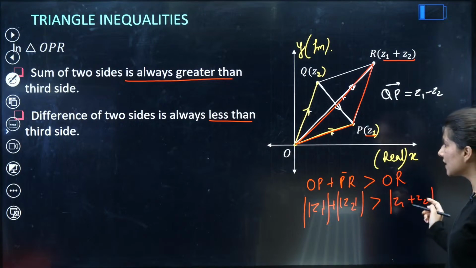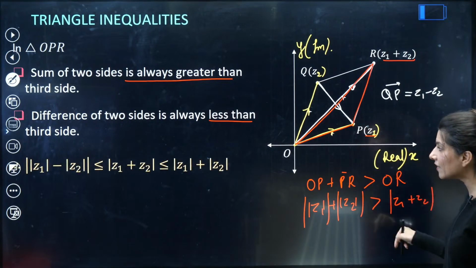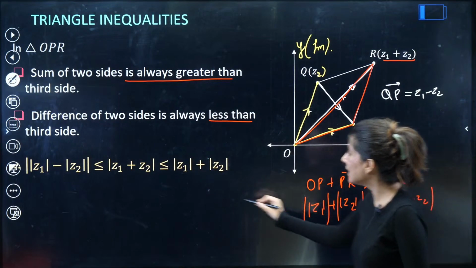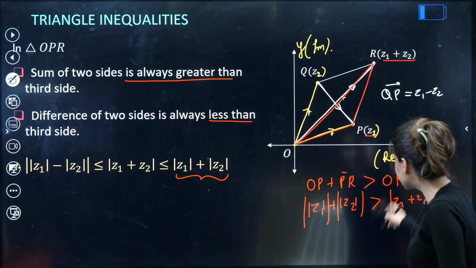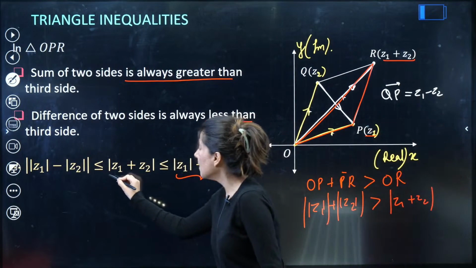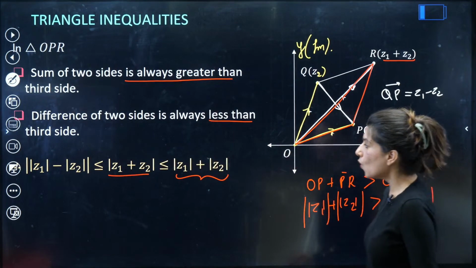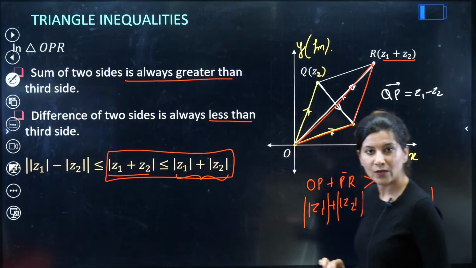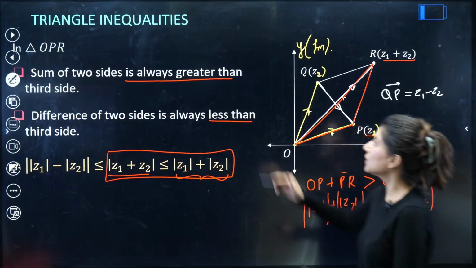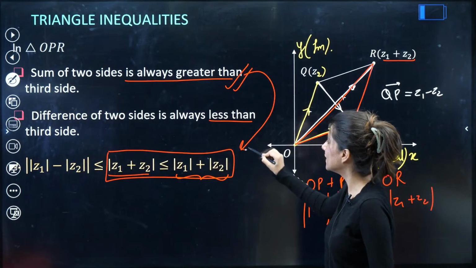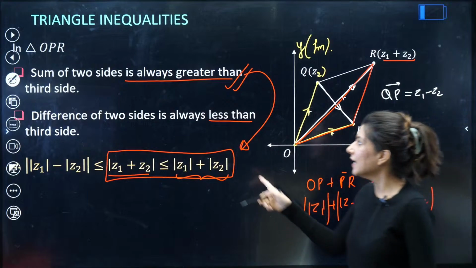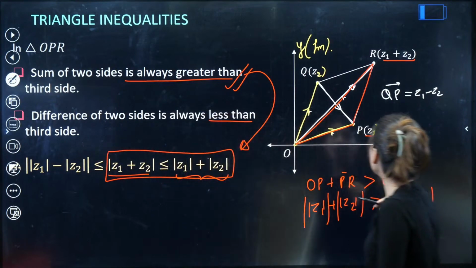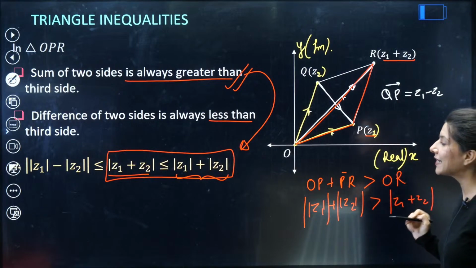So can you see this side of inequality has been right away proved, that mod Z1 plus mod Z2 is greater than mod of Z1 plus Z2. Only this side of inequality did we prove? Yes. Okay. So using this, we have proved this. All right. Now what about this? Difference of two sides is always less than third side.